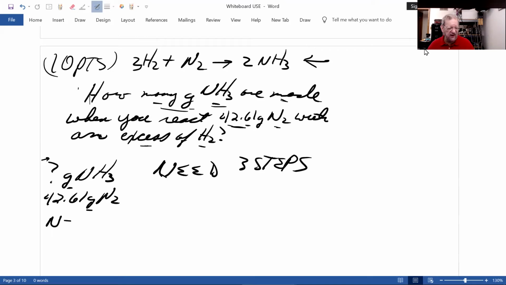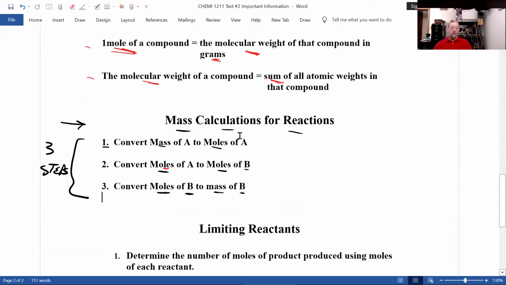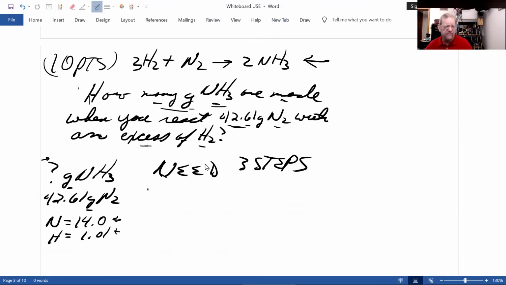Now, let me give you some information that you should be able to find yourself, which some you might need now, some you might need later. Here are the atomic weights of nitrogen and hydrogen. Now, let's take a look at this. If we look at this balanced chemical equation and you're going from a weight to a weight, I've got to move so my back doesn't kill me. But what that means is you're doing a mass or weight calculation for reactions. And the first step is mass of A to moles of A. Remember, mass is another way of saying weight.